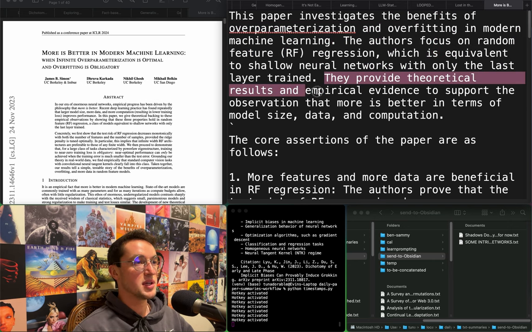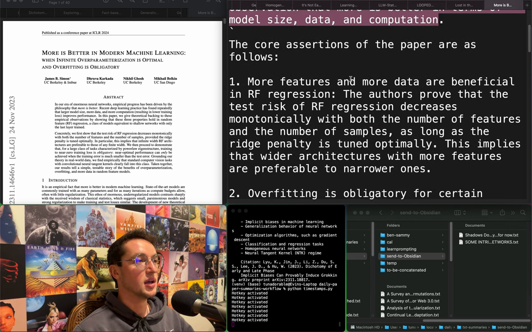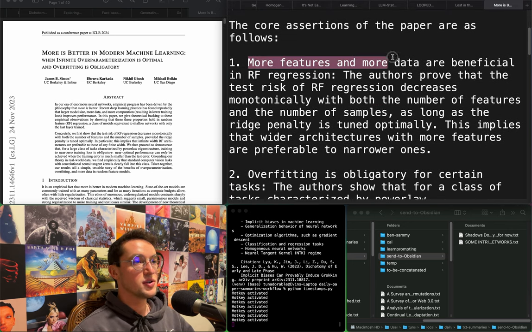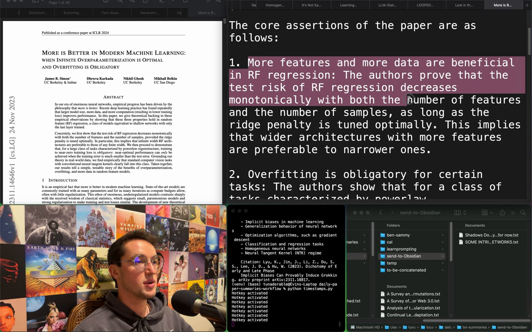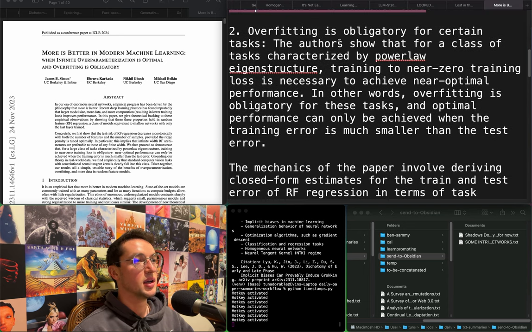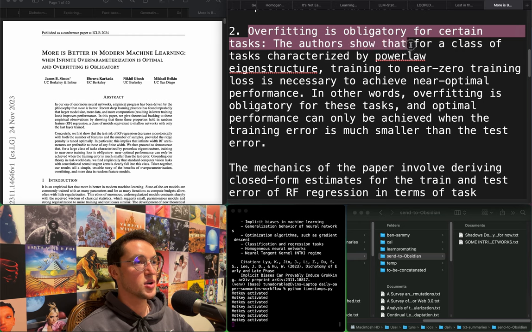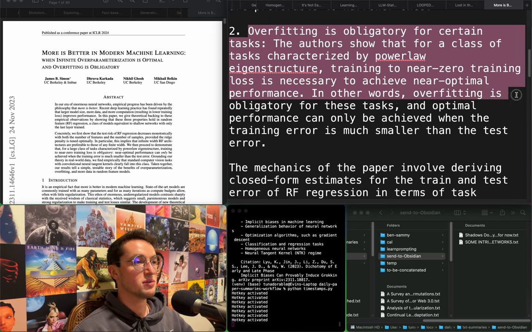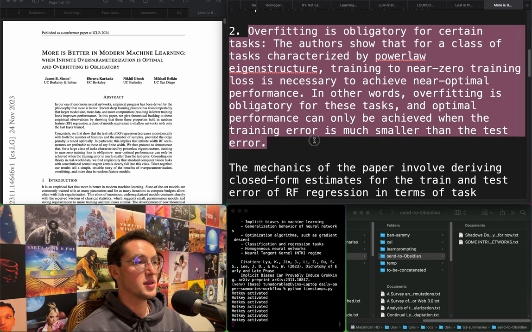They provide theoretical results and empirical evidence to support the observation that more is better in terms of model size, data, and computation. Obviously, more features and more data are beneficial. In RF regression they prove that the test risk decreases monotonically with both the number of features and the number of samples as long as the ridge penalty is tuned optimally. This implies that wider architectures with more features are preferable to narrow ones. Overfitting is obligatory for certain tasks. The authors showed that for a class of tasks characterized by power law eigenstructures, training to near zero training loss is necessary to achieve near optimal performance. In other words, overfitting is obligatory for these tasks, and optimal performance can only be achieved when the training error is much smaller than the test error.